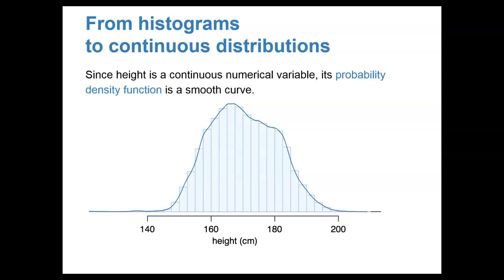This is starting to move us from looking at probability distributions for discrete variables, which we would use histograms for, to taking a look at a probability distribution for a continuous distribution. So since height is a continuous numerical variable, it's not discrete, we know that its probability density function is a smooth curve, as shown on the slide.